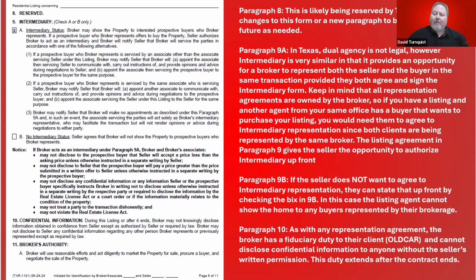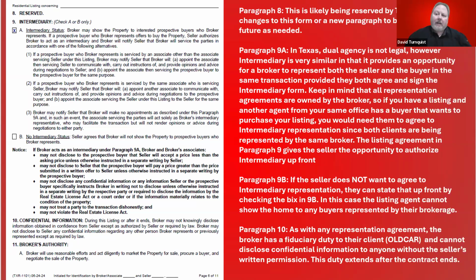However, we do have intermediary, which does allow you to represent both, but not at the same capacity. So in Texas, if you do represent the buyer and the seller in the same transaction, they both must sign an intermediary notification form, which indicates that they are both okay with the same broker representing them in the same transaction. And if they both don't agree, then you cannot do it. Usually you send the buyer to a different brokerage. You can still refer it out and get a referral fee.